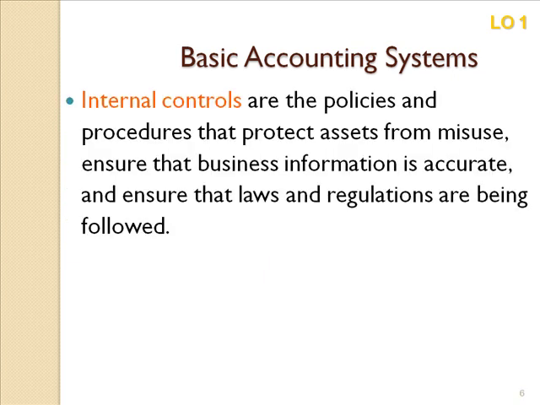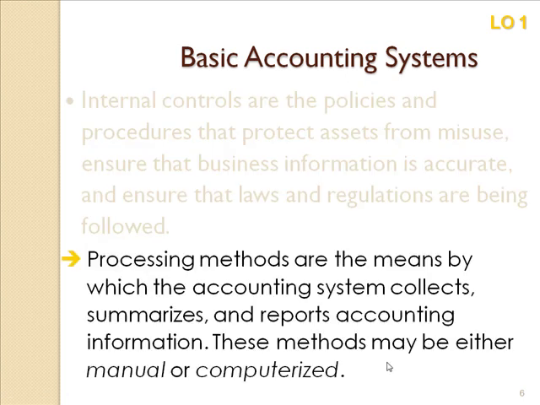Internal controls are the policies and procedures that protect assets from misuse, ensure that business information is accurate, and ensure that laws and regulations are being followed. Processing methods are the means by which the accounting system collects, summarizes, and reports accounting information. These methods may be either manual or computerized. The screenshots I've been showing you are from a computerized system. The work that you do on paper and submit to me for grade would be considered a manual system.